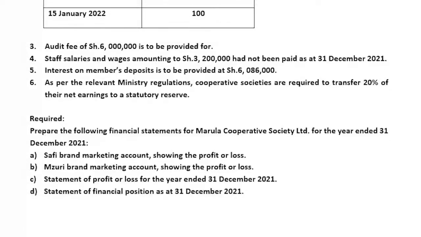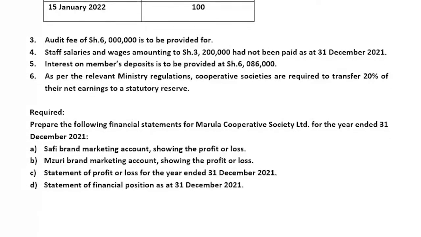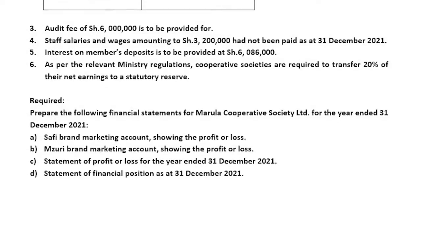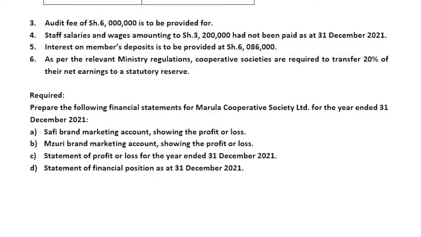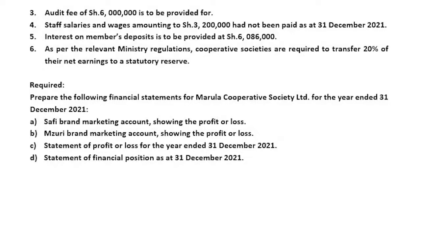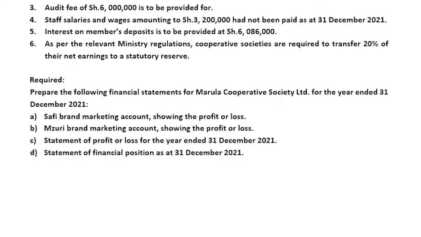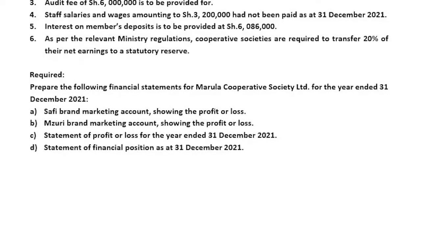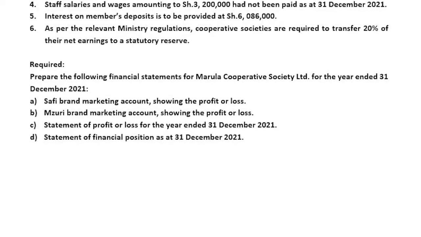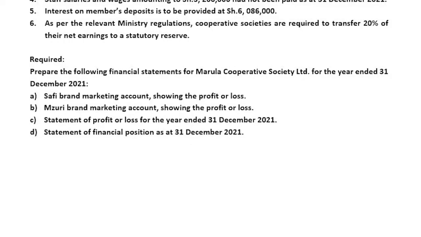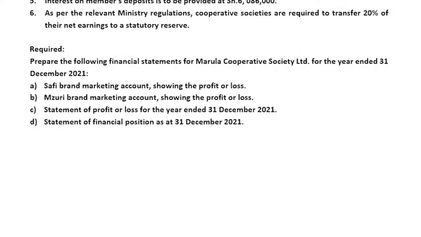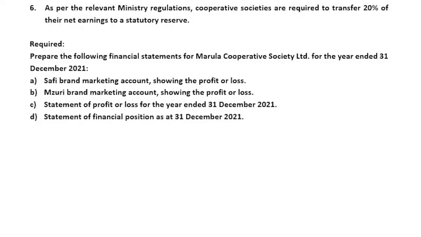This is something I mentioned in the first lesson of this particular topic, that cooperative societies are required to transfer 20% of their net profit to a statutory reserve fund. So what are we required as far as that question is concerned? We are required to prepare the following financial statements for Marura Cooperative Society for the year which ended 31st of December 2021. Number 1, Safi Brand Marketing Account showing the profit or loss. Number 2, Mzuri Brand Marketing Account showing the profit or loss.